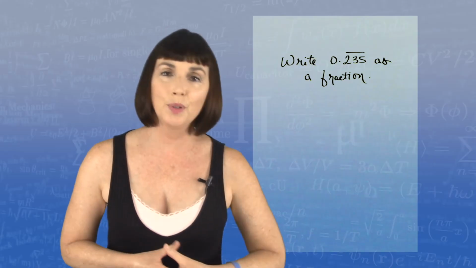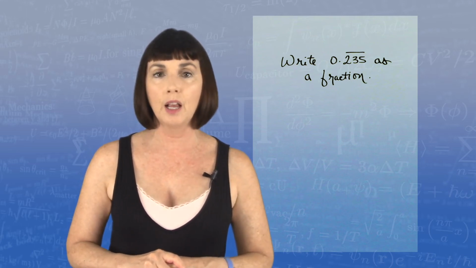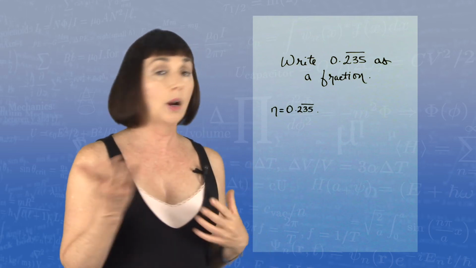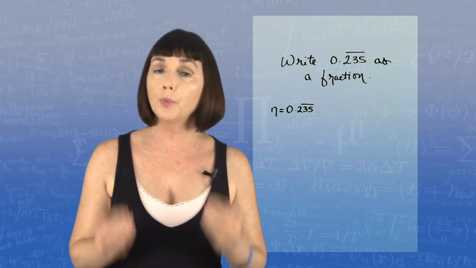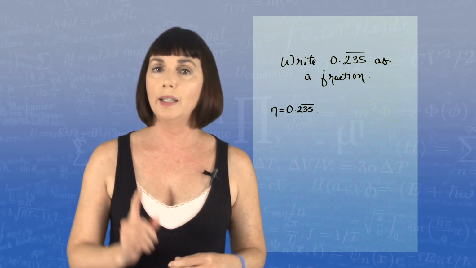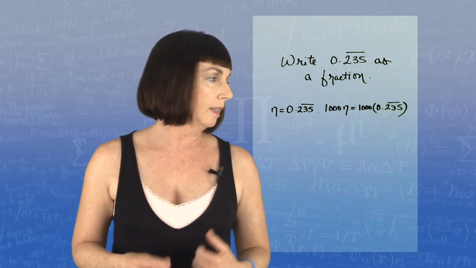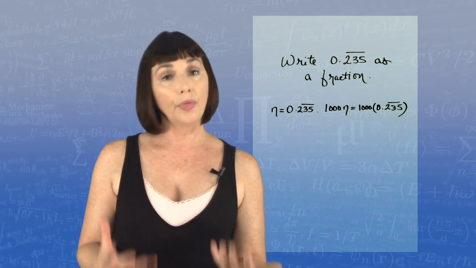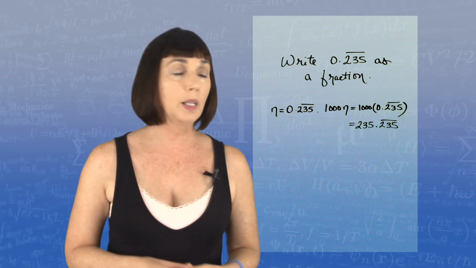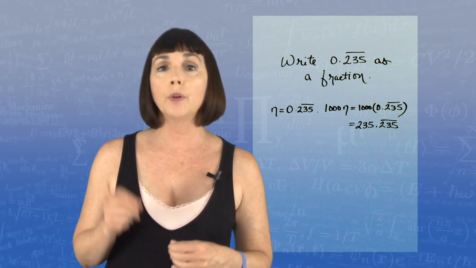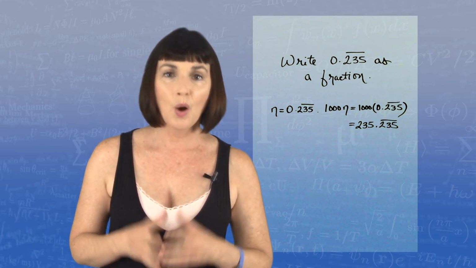Okay, let's go through our little procedure here for turning this into a fraction. I'm going to call n, our value, 0.235 repeating. Now, I have 3 repeating digits, so I need to multiply by 1,000. 1,000n is equal to 1,000 times 0.235 repeating, and that gives me 235.235 repeating.